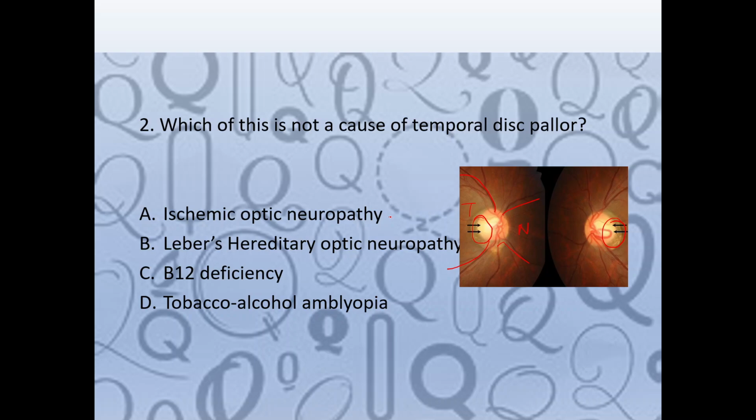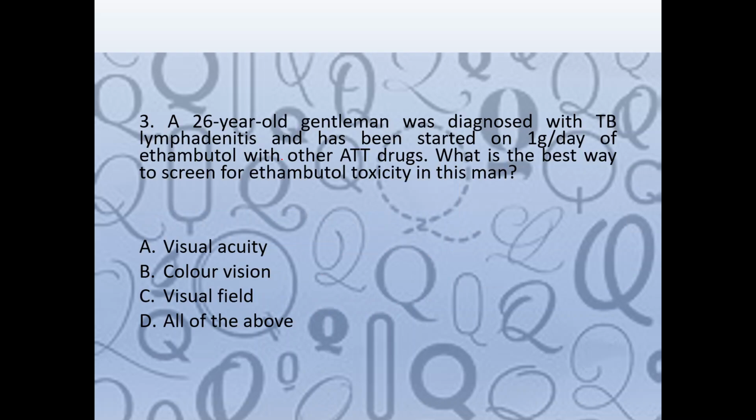Ischemic optic neuropathy usually is a unilateral disease and causes sectoral disc pallor, usually affecting either the superior or the inferior pole of the disc. Whereas LHON, B12 deficiency and tobacco amblyopia, all three are known to cause temporal pallor of the disc. So here the answer is ischemic optic neuropathy, which does not cause temporal disc pallor. Alright, let's move on to the third question.